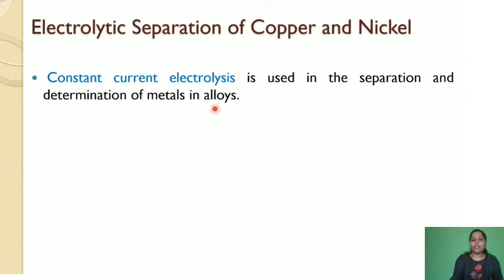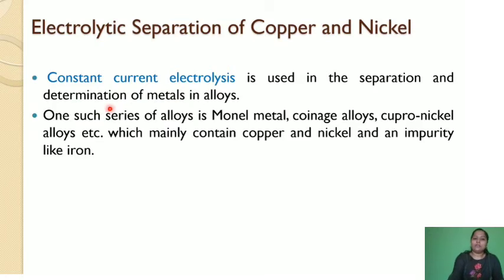We know that an alloy is a mixture of two or more metals. If we have to separate metals which are present in an alloy, the constant current electrolysis method is used. One such series of alloys, such as Monel metal, coinage alloys, cupronickel alloys, etc., mainly contains copper and nickel and an impurity like iron.